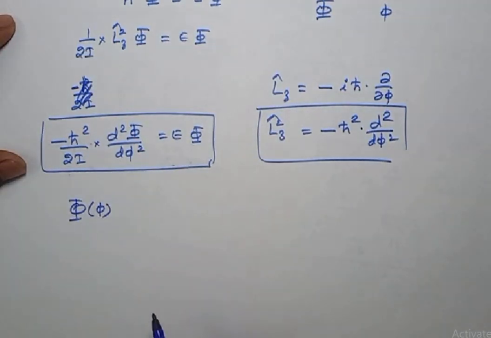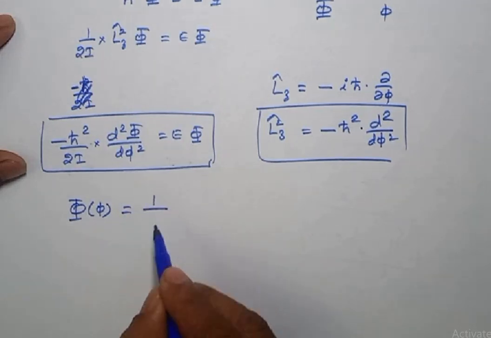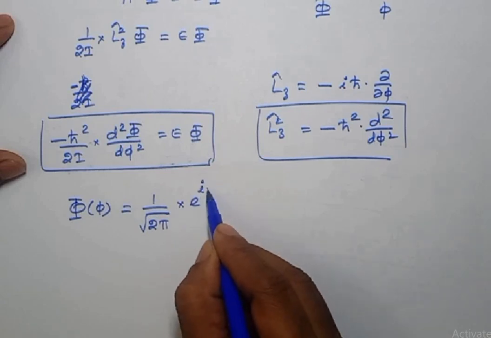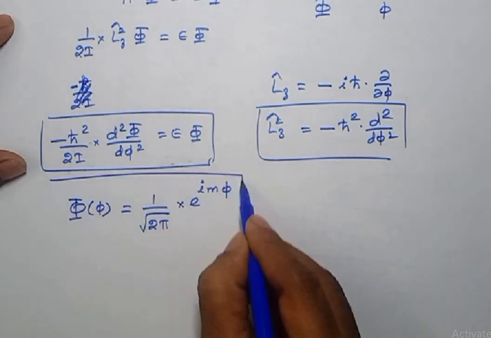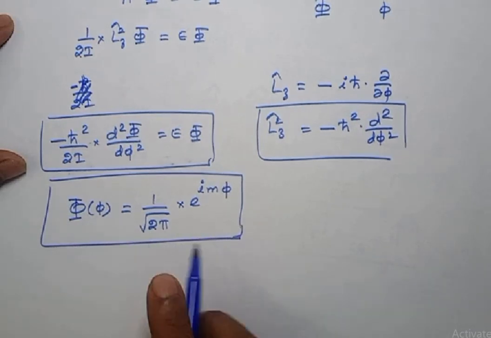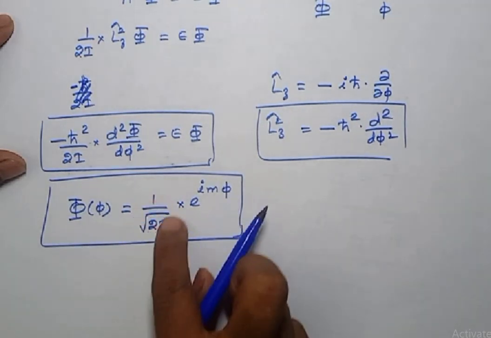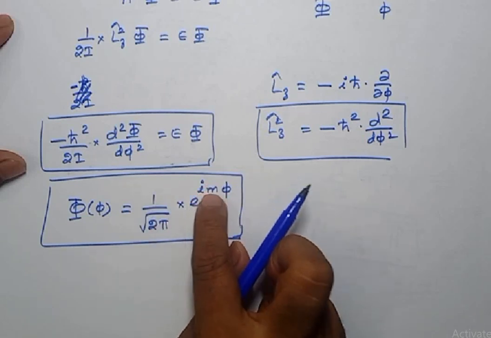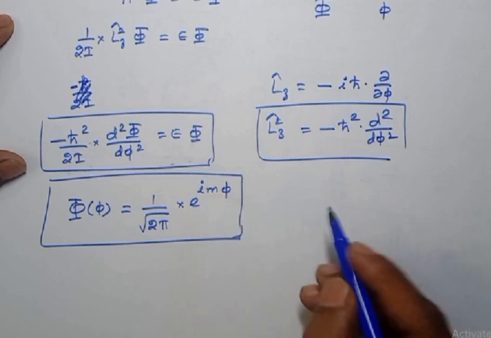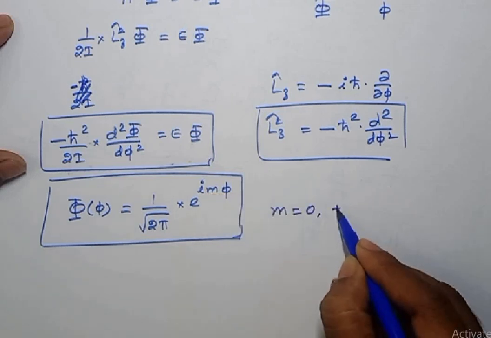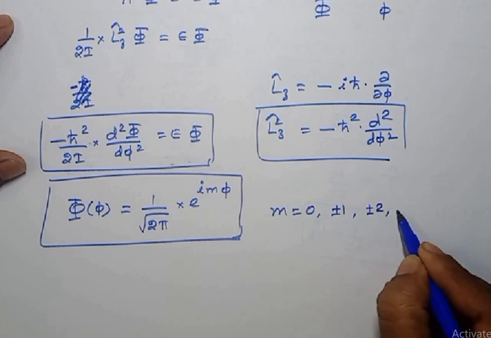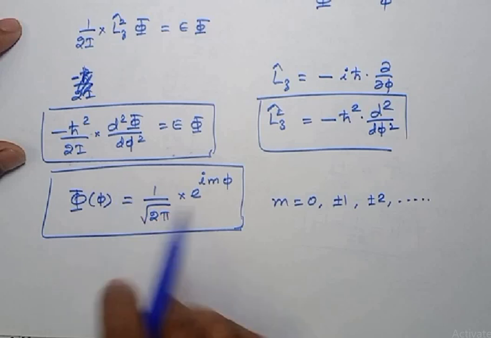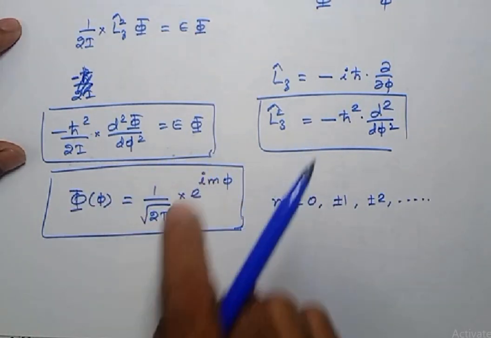You will get the normalized wave function. So what is the normalized wave function? 1 by square root of 2 pi into e power i m phi. This is the wave function formula. This 1 by square root of 2 pi is the normalization constant. e power i m phi is a complex quantity. m is the quantum number which can take values 0, plus or minus 1, plus or minus 2, etc. Phi is the variable. This is the wave function for a particle moving on a ring.